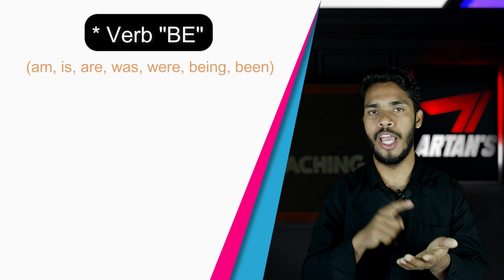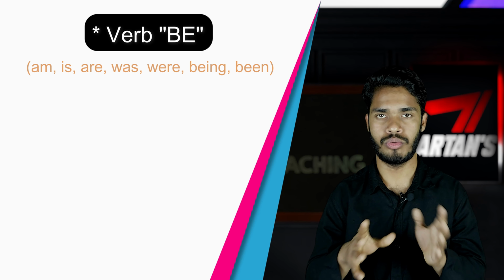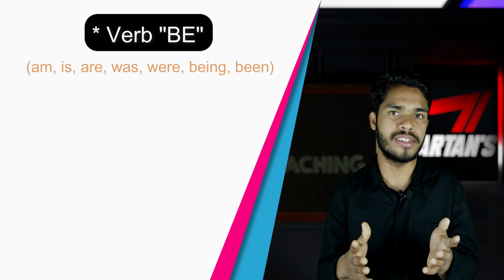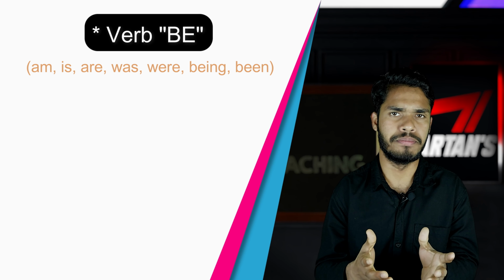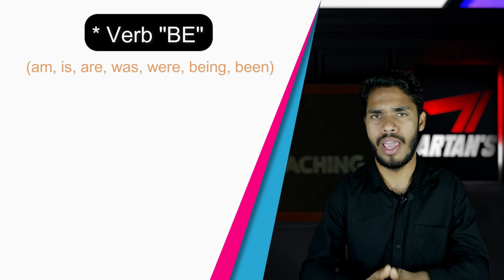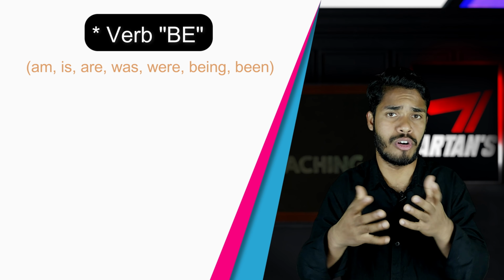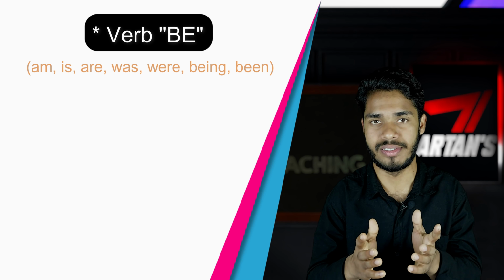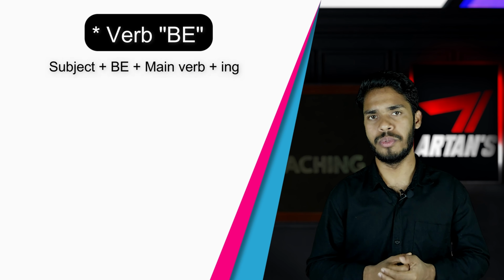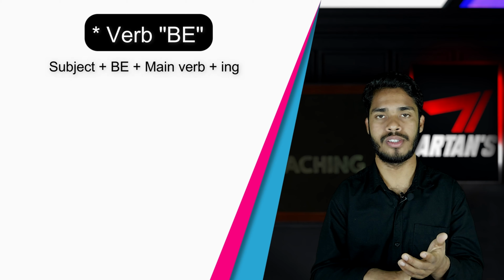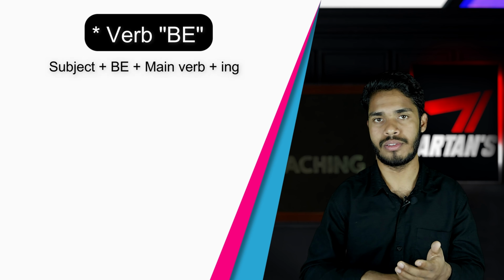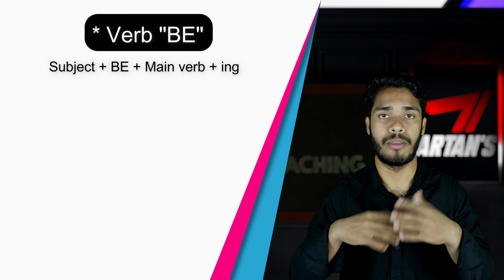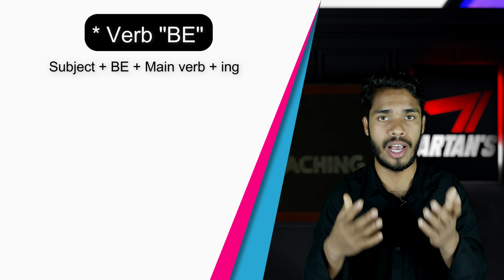Verb be. Am, is, are, was, were, being, been are verb be. Imagine you are watching a movie. What's happening? Actions ongoing, right? And for that, we use the verb be in continuous tenses. The structure will be subject plus be verb plus main verb plus ing.